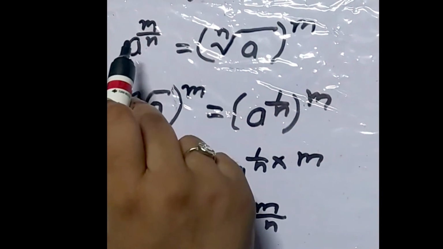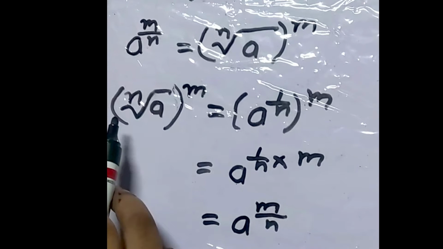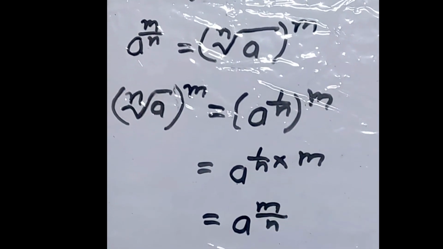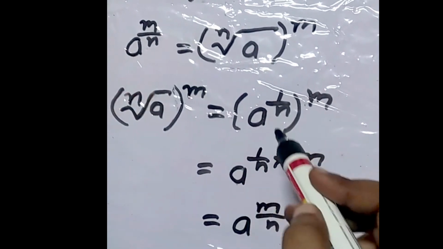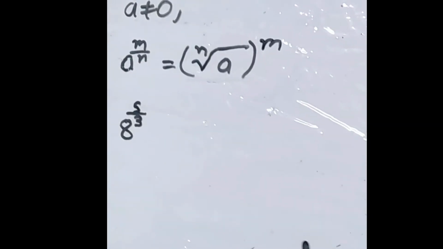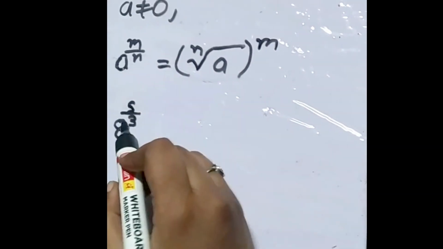Okay, so a raised to m by n will be how much? Nth root of a, the whole raised to m. This is how we got this law. Okay, so directly, instead of doing this calculation, directly you can use this. Okay, now we will use this rule in example C.